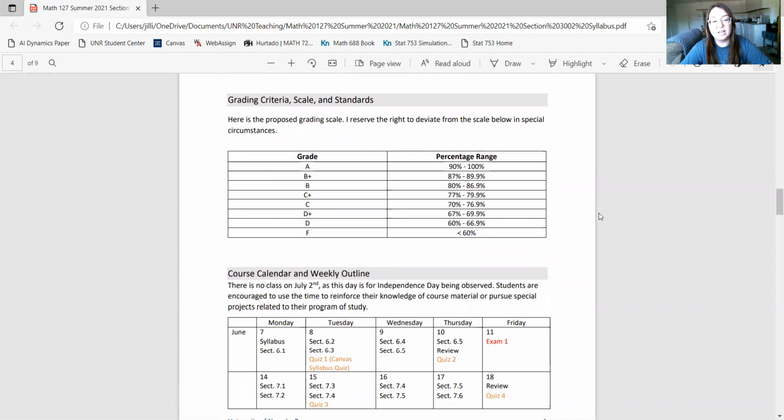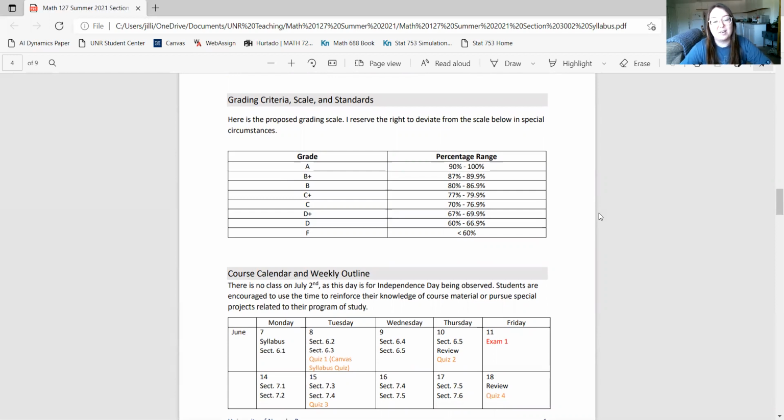All right, so grading criteria, scale, and standards. So the grading scale is proposed. I reserve the right to deviate from the scale in any special circumstances. So if you'll notice, there are no minus grades. The minus is just contained within the actual letter grade.